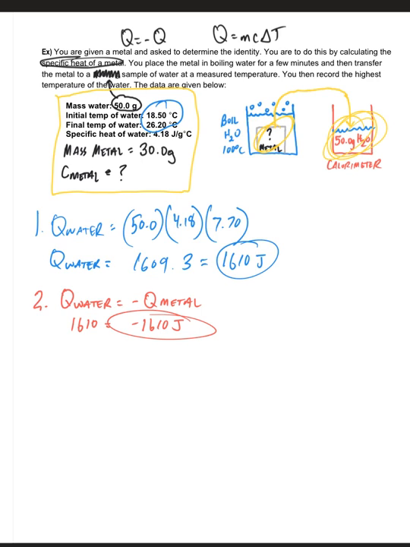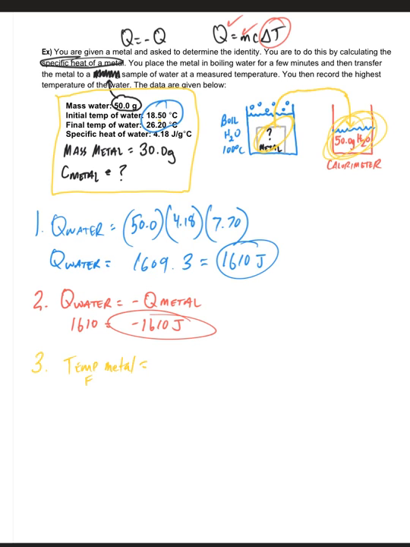Well, now I have the Q of the metal. On top of that, I have the mass of the metal. And so the next thing that I need in my formula, I have Q, I have M, I need to find delta T. Well, how do I do that? Well, the delta T is going to be the final minus the initial. Okay, so what is the final temperature of the metal? Well, I know the final temperature from what happened in the calorimeter.